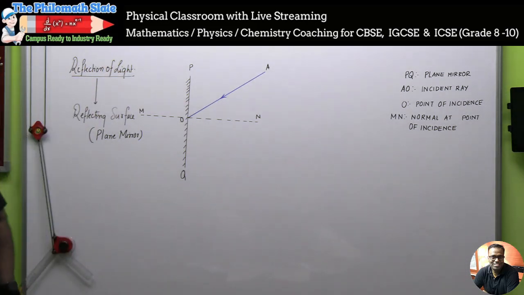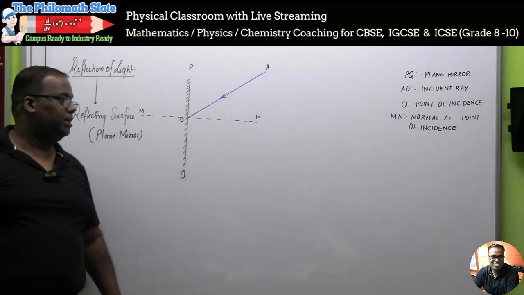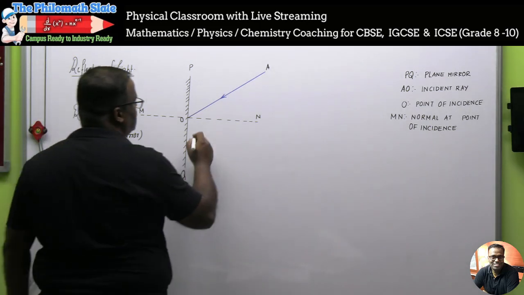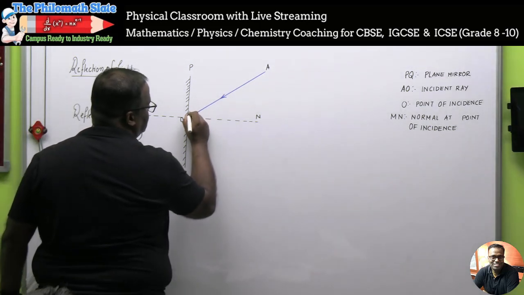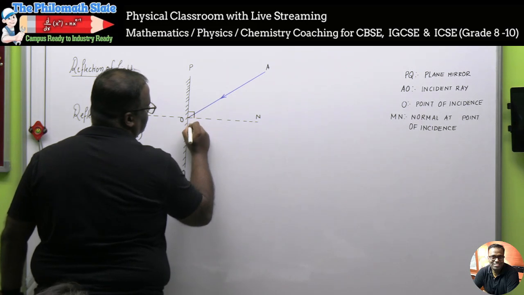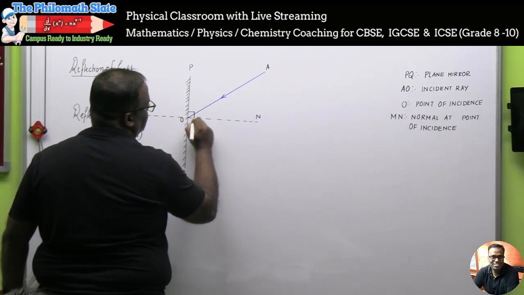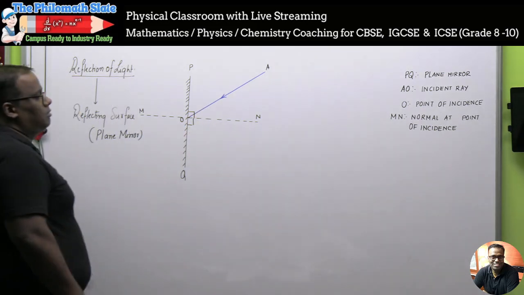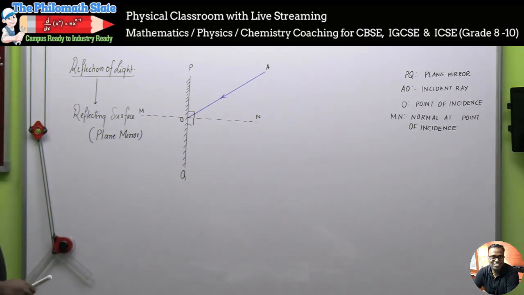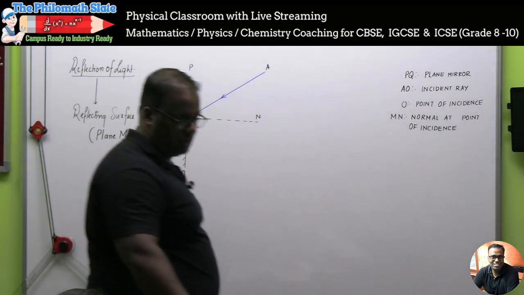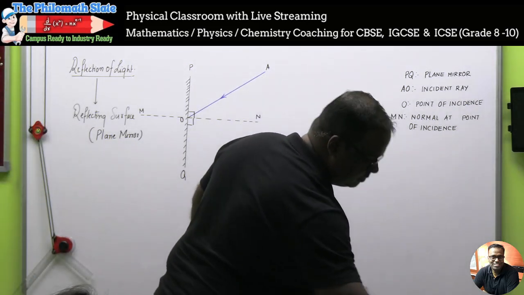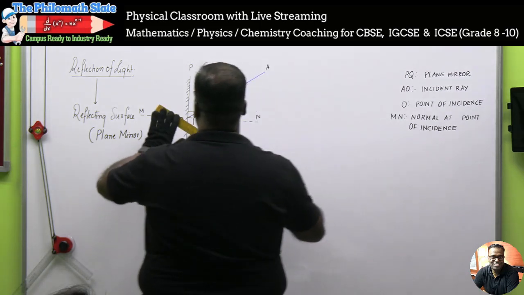ठीक है, क्लियर? द नॉर्मल एट पॉइंट ऑफ इंसिडेंस इज मेकिंग 90 डिग्री. ये 90 डिग्री एंगल बनाएगा. इधर भी 90 है, इधर भी 90 है. राइटो. इसके बाद बनेगा एक और.